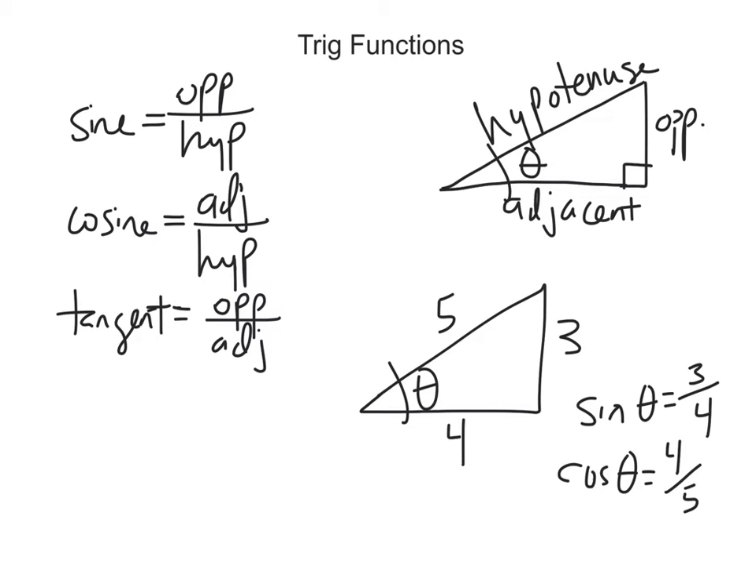There's a mnemonic device that people use to remember these trig functions, sine, cosine, tangent, and what ratios they are. It's called SOHCAHTOA. So sine is opposite over hypotenuse. Cosine is adjacent over hypotenuse. And tangent is opposite over adjacent.